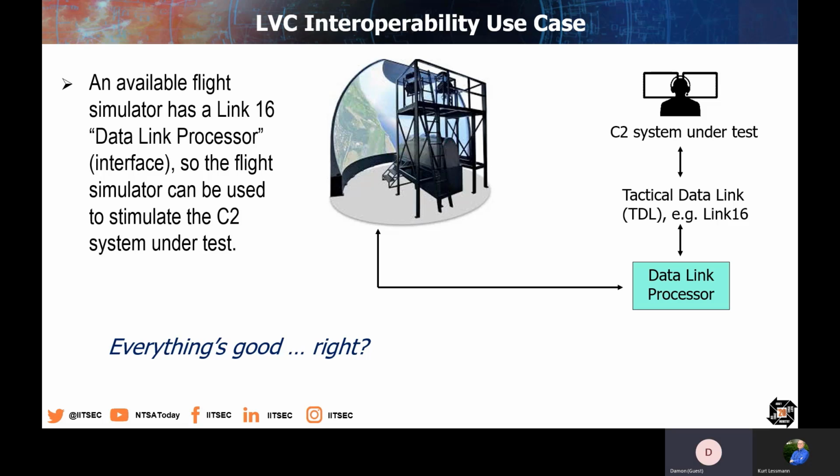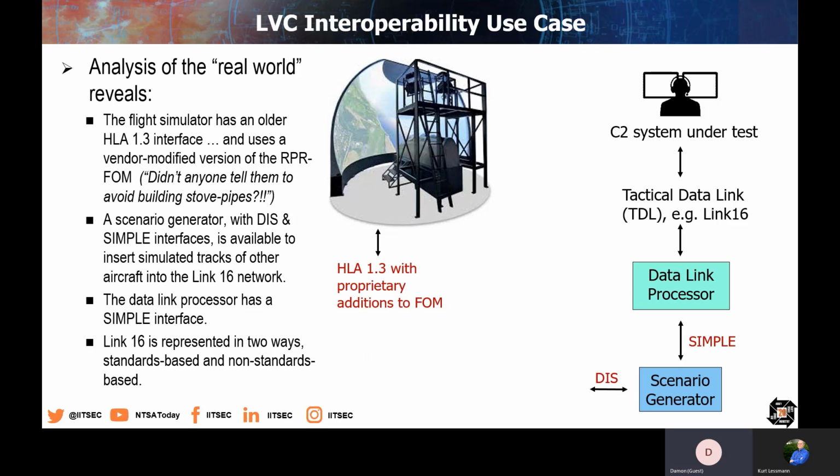In this case, an available flight simulator could be used, and it had a Link 16 data link processor interface, so we could get data out of that and connect it. And the flight simulator, therefore, could be used to stimulate the C2 system. And that all sounds great. It seems like the problem is solved. It's not quite that easy in real life.